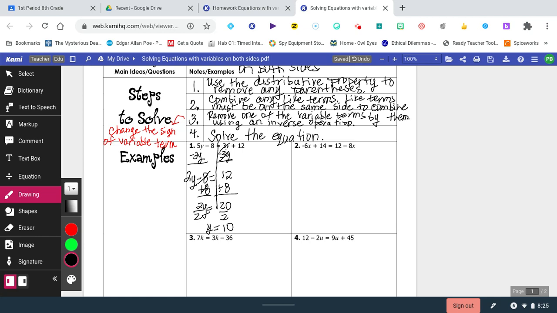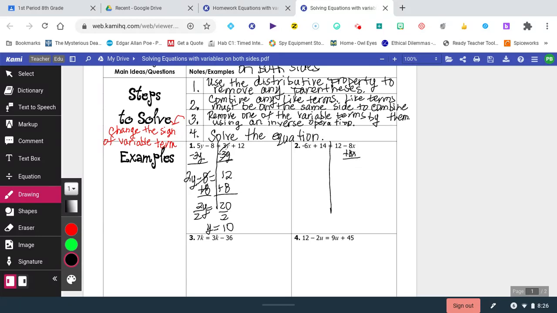All right, let's take a look at 2. You see that you don't have parentheses, so you're not doing step 1. You don't have any like terms on the left or on the right that you can combine, so we're not doing step 2. So we're going to go straight to step 3. We're going to remove one of those variable terms by using an inverse operation. Basically, we're going to change the sign of a variable term. I'm going to change the sign of this negative 8x, and I'm going to put positive 8x.